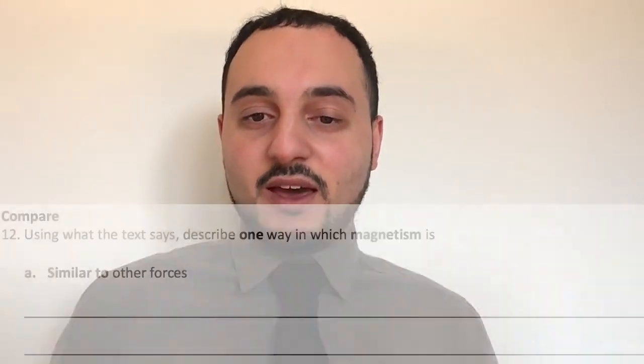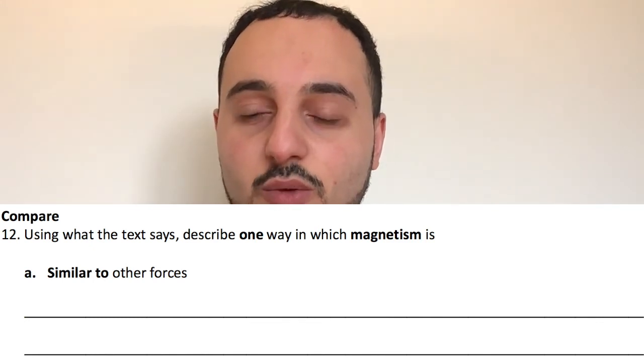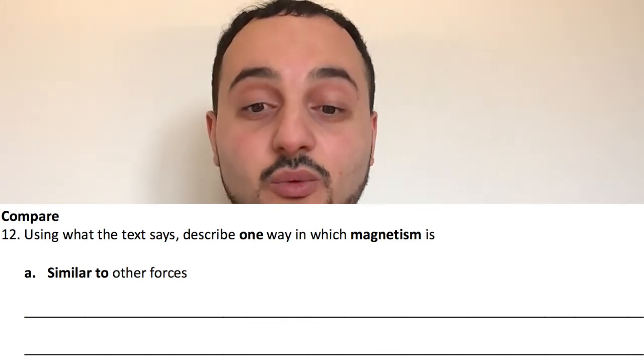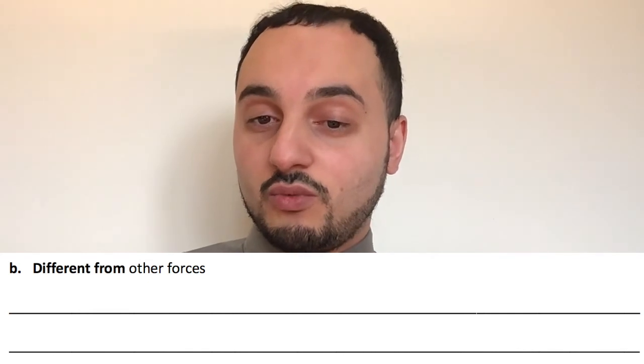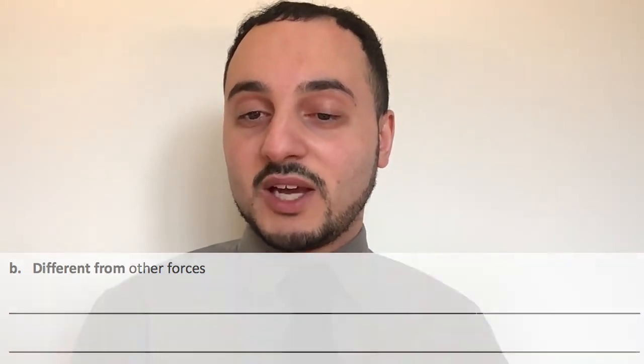Question 12. Compare. Using what the text says, describe one way in which magnetism is A, similar to other forces, or B, different from other forces. So how is it similar to other forces, and how is it different to other forces? So again, I'm looking for magnetism, so I'm going to find that section of magnetism. It's that bit at the bottom with the big horseshoe magnet.